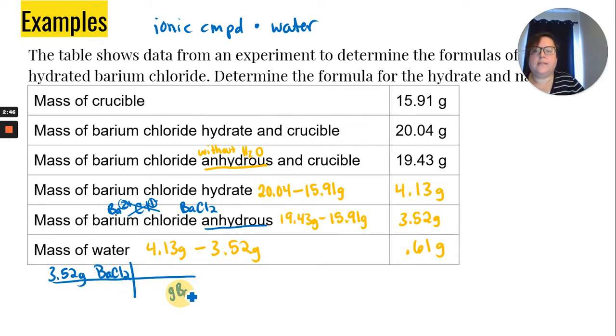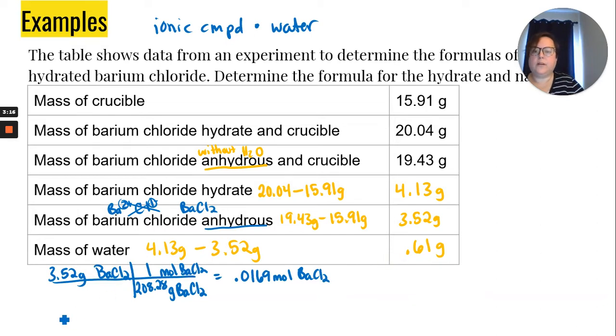So we put grams on the bottom, mole on the top, 1 mole, and then we find the molar mass. So barium plus 2 chlorines has a mass of 208.28 grams. And that gives us, if we keep the same number of significant figures, 0.0169 moles. We're going to do the same thing for the other half of the formula, which is water.